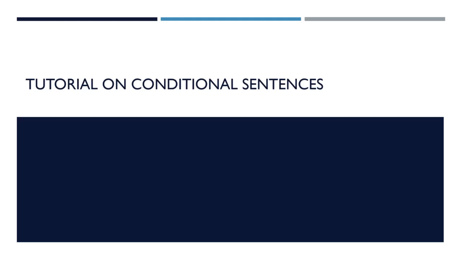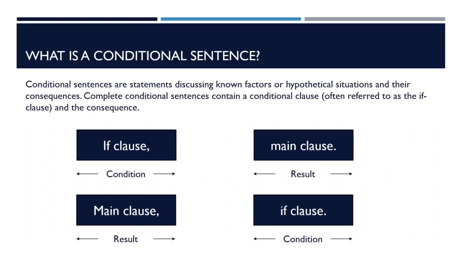Conditional sentences. What is a conditional sentence? Conditional sentences are statements discussing known factors or hypothetical situations and their consequences. Complete conditional sentences contain a conditional clause, often referred to as the if clause, and the consequence. The conditional clause can be used before the main clause or after the main clause.